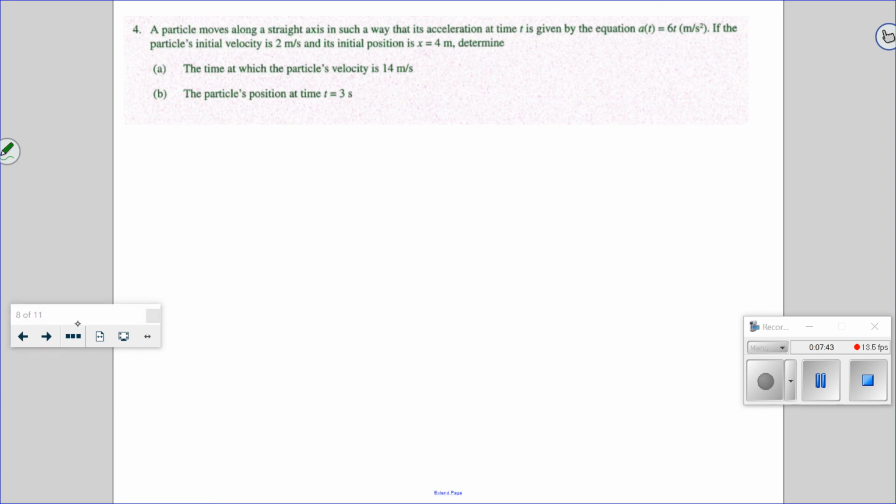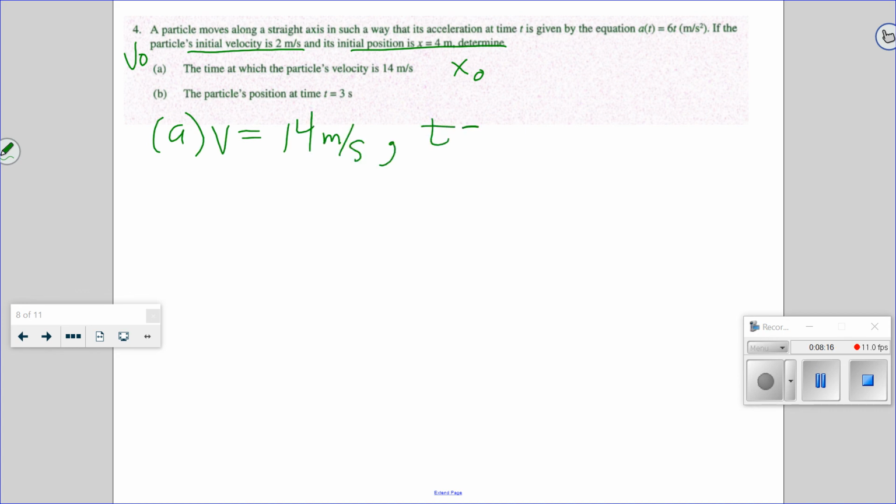So we have an equation of acceleration, but we have our v0 and we have our x0, and they're not 0. So they're giving us our same old fun stuff for calculus, but they're not making it easy by starting at 0. So if we set v equals 14 meters per second, that should happen at t equals 2 seconds.